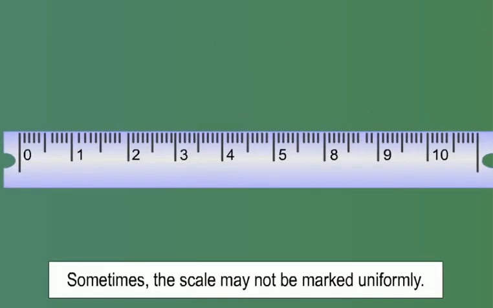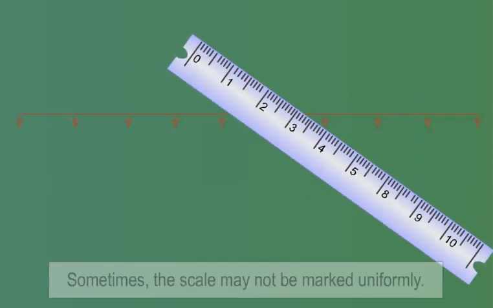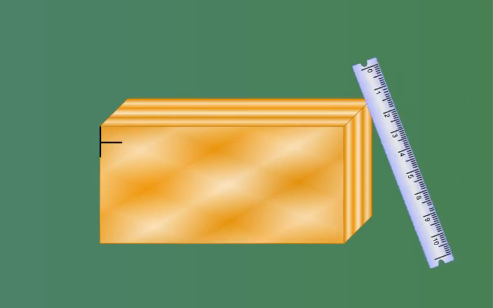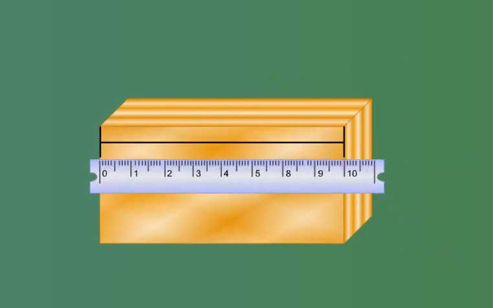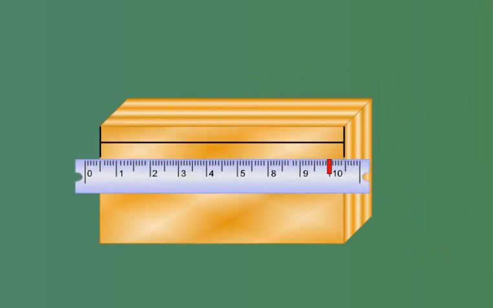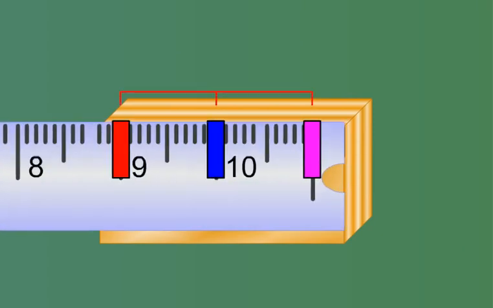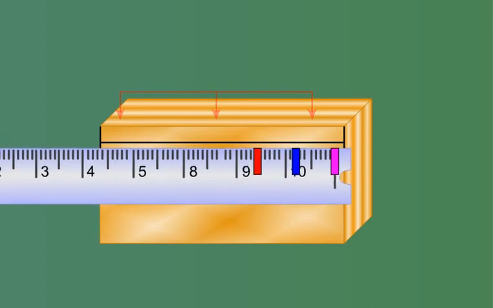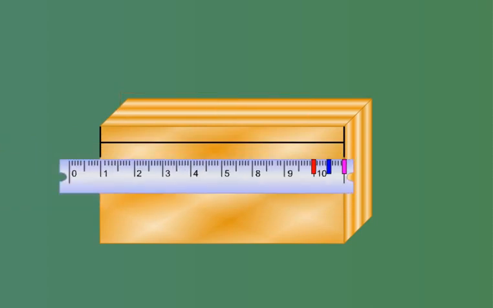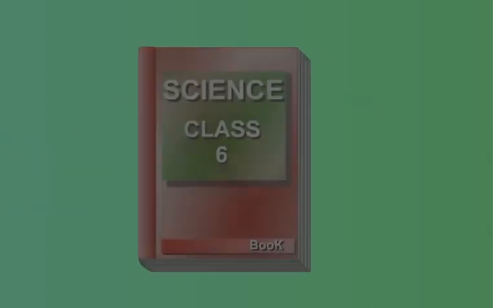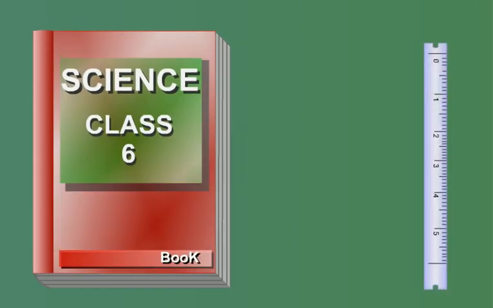Sometimes the scale may not be marked uniformly. In such a case, the measurement of the same length is repeated by placing different markings of the scale each time on the edge of the block. Suppose we have to measure our science book by using such a defective scale.